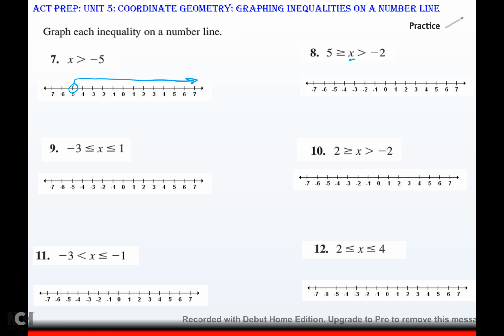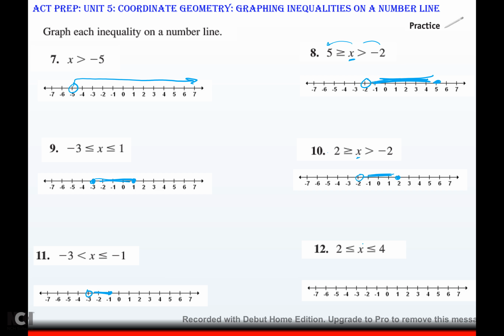Number 8, this says I want all the x's that are between and including 5 and -2, but don't include that. Okay, and I shade this way, or in between. Okay, number 9, they want all of the x's that are between and including -3 and positive and including 1, and everything in between would be there. 10, they want all the x's between and including +2 and not including -2, and everything in between. 11, they want all the x's between -3 and -1. They do not want to include -3, but they do want to include -1.